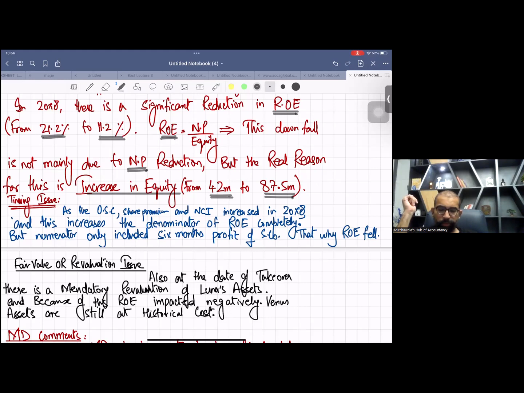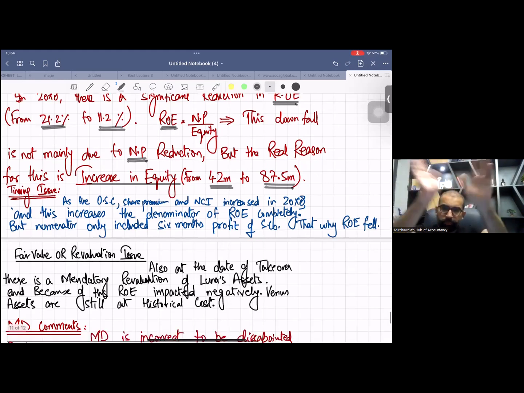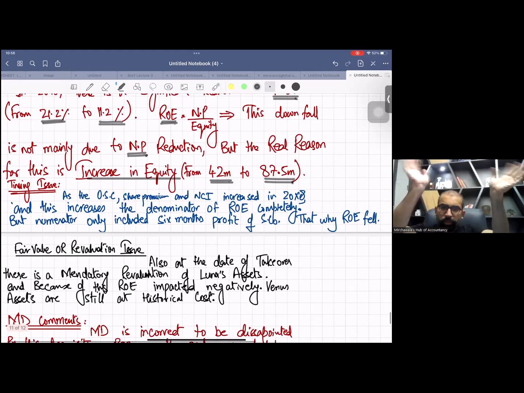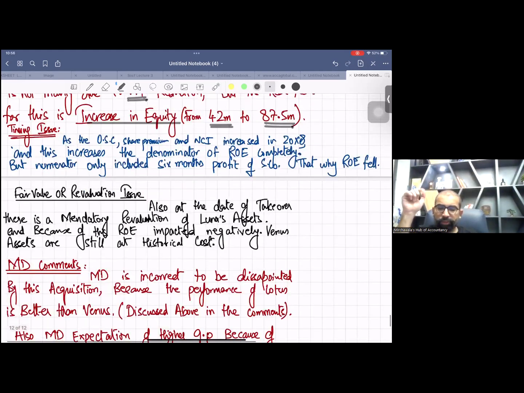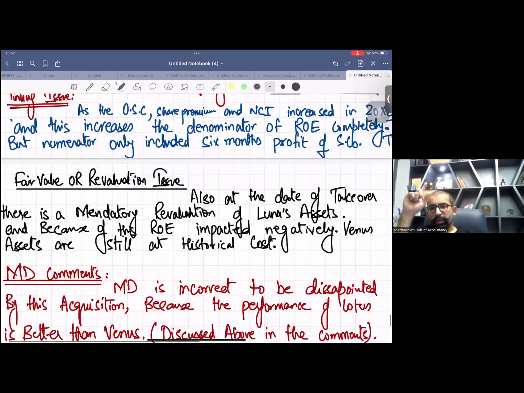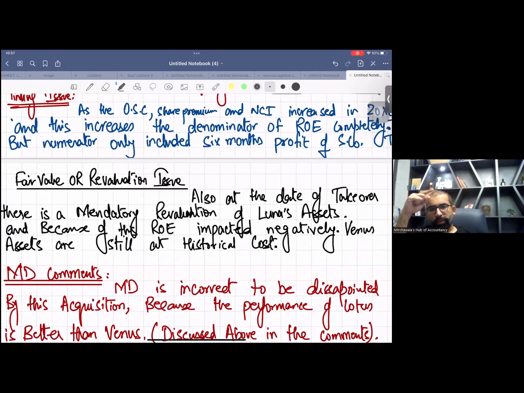Okay, then one more issue: the fair value or revaluation issue. The parent company was using the cost model, and at the date of takeover we have to bring the subsidiary to fair value. That is a mandatory thing in IFRS 3 business combination. So that also impacted ROE negatively.